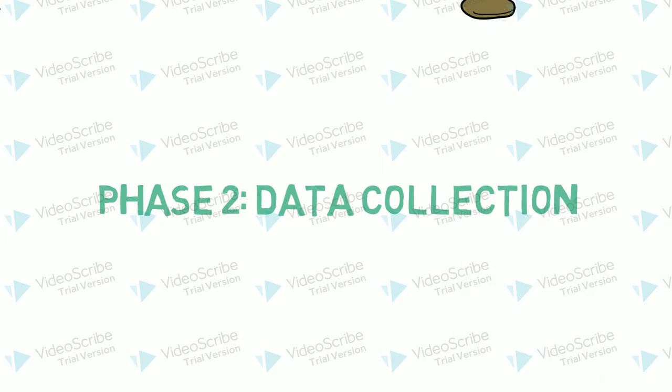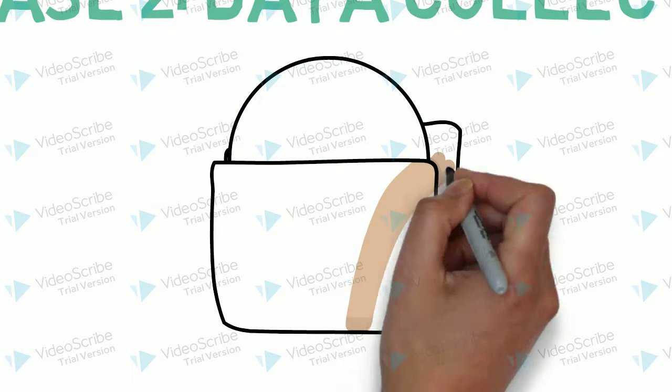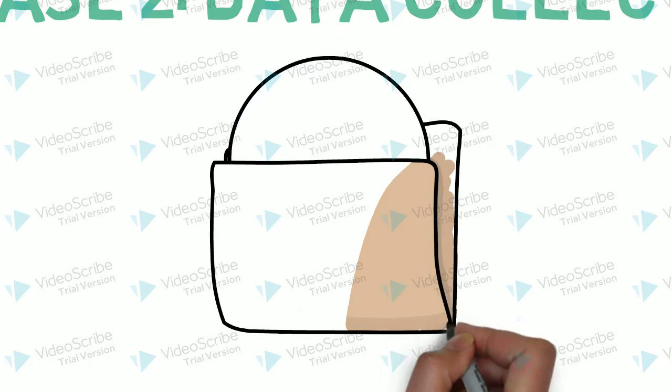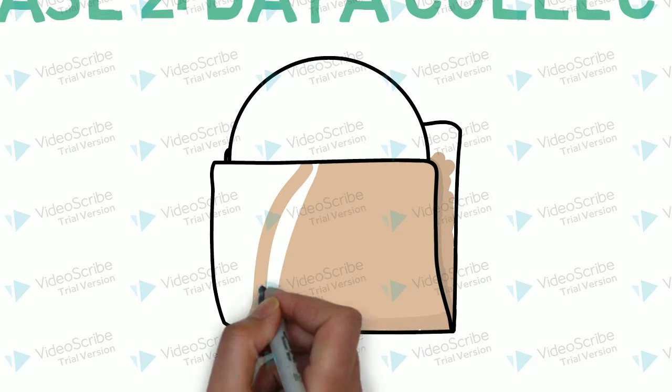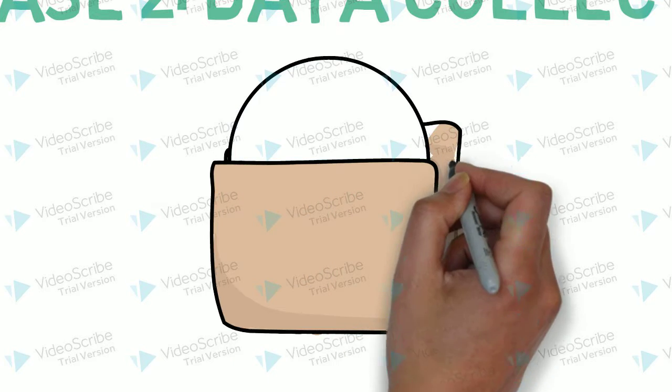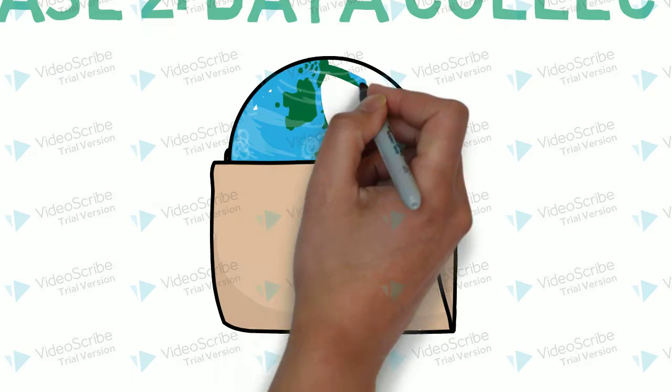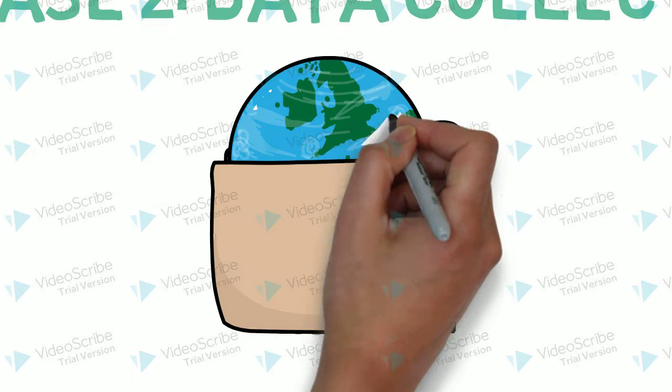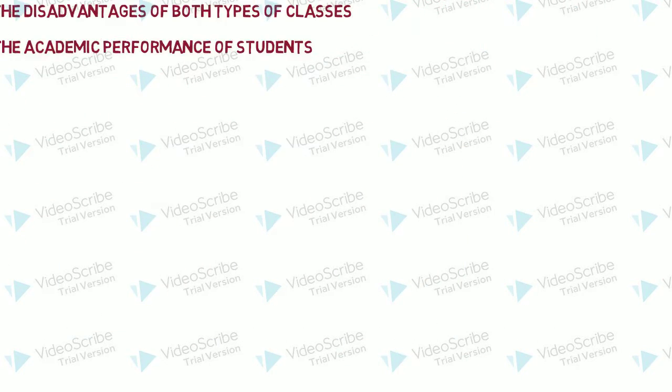Phase 2 is where the data collection happens. In this phase, we did secondary research to collect data on the advantages and disadvantages of both online and traditional classes, as well as the academic performance of students in each classroom. You will see how the data is organized later on in the video when the subtopics are discussed.